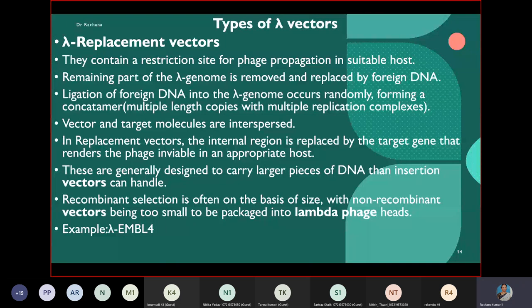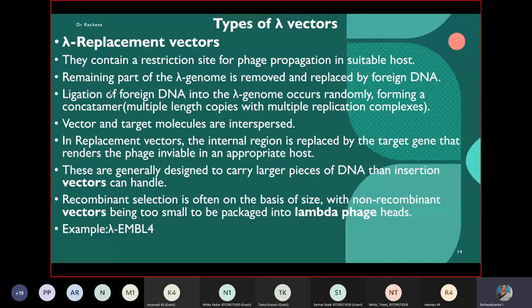Again, now what should be the features? What properties should such lambda replacement vectors have? This is what we will see. Number one, they need to possess the target site for a restriction enzyme. And you know what the importance of a restriction site is: it is the place within the genome where we are going to insert the target DNA. Therefore, the first requirement is that they must contain target sites for a restriction enzyme.